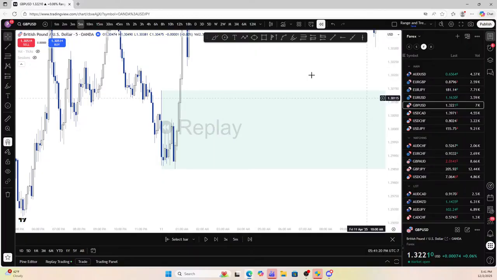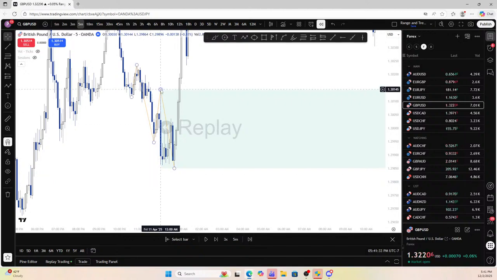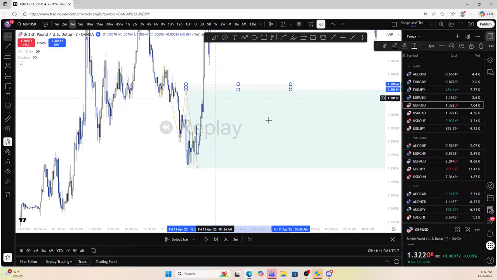Okay, so let's follow our structure, our market structure. We're down here, we got 2 white, confirmed by at least 2 blue. Same thing here, 2 white, confirmed by at least 2 blue. So that's our structure. And there's our inefficiency with the fair value gap right there. Let's keep going. 3 minutes.